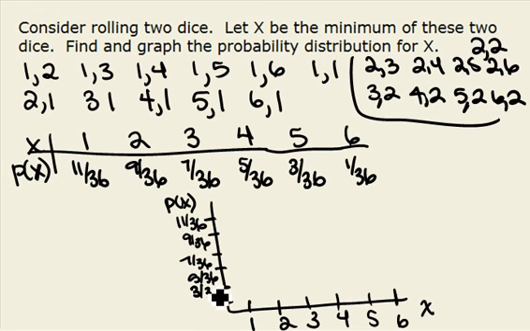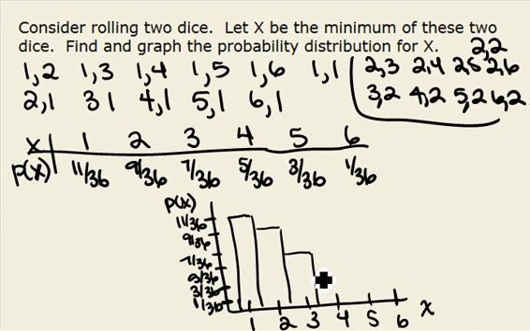And you draw a bar with the height of the probability at the value. So we have a height of 11 out of 36 at 1. At 2, we have 9 out of 36. At 3, we have 7 out of 36. And then 5 out of 36, 3 out of 36, and 1 out of 36.